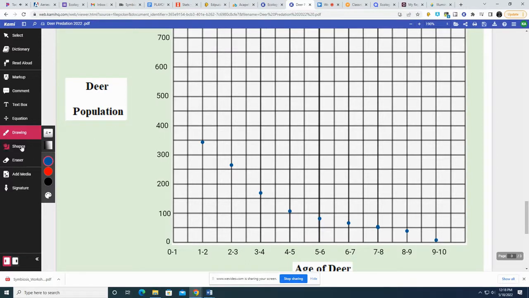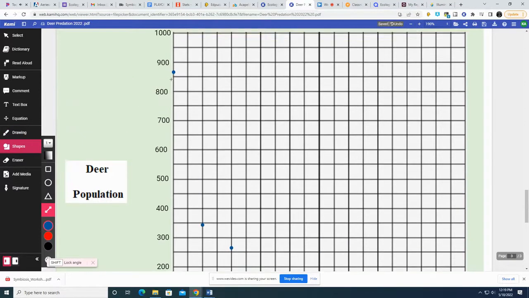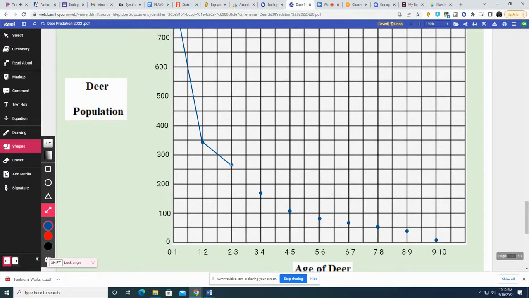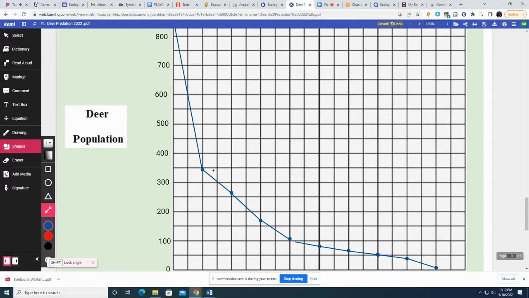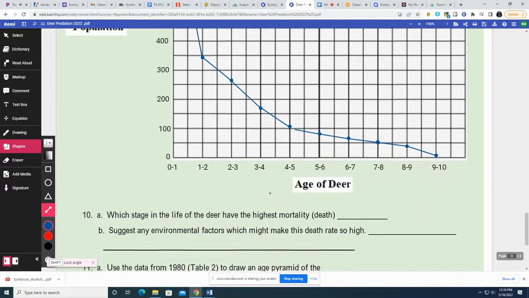All right, bring up my little shape tool, and let's just connect the dots. There's a bell to go to the 6th period. So I have a class coming in, but I think I can finish it before they get here. So you can see the vast majority of the deer are young deer, but most of those die. So once you've survived that first year, then you tend to survive longer because once you got older, you're smart enough and fast enough to get away from the wolves.